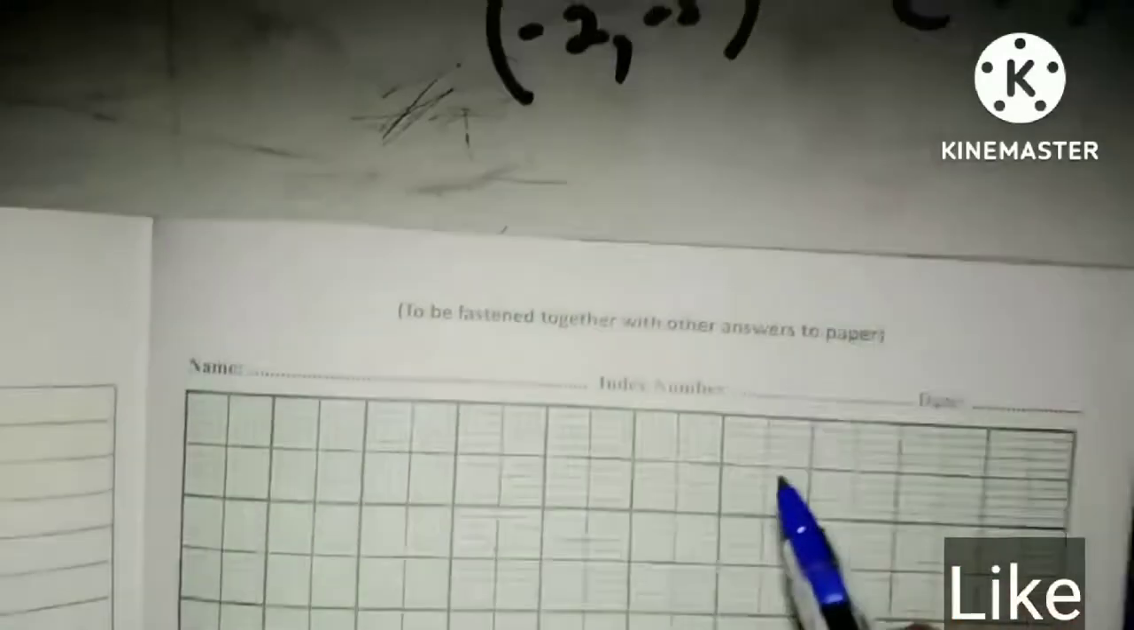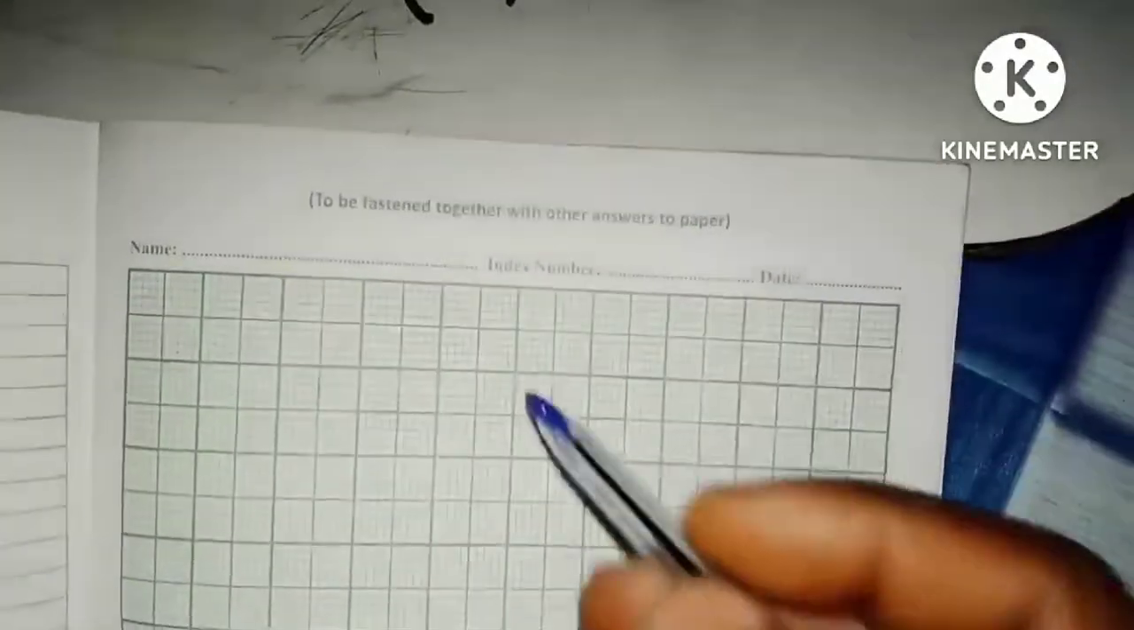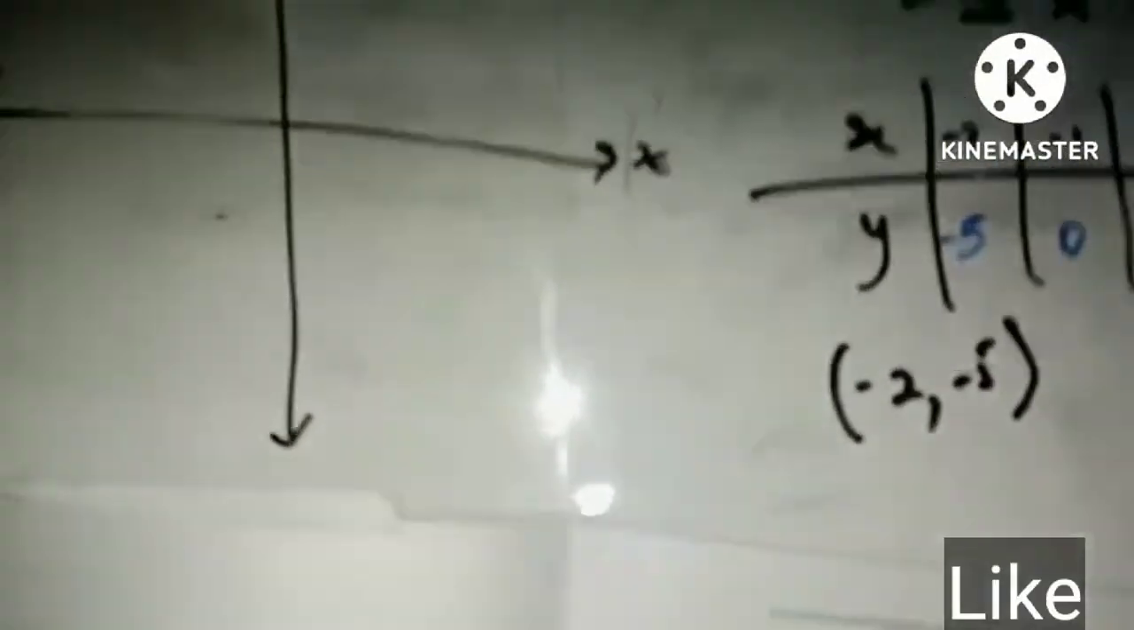Now, since we are dealing with both negative and positive values here, it may be advisable for you to divide the graph into 2 equal parts, just like I did on the board here. So you just need to count, right?